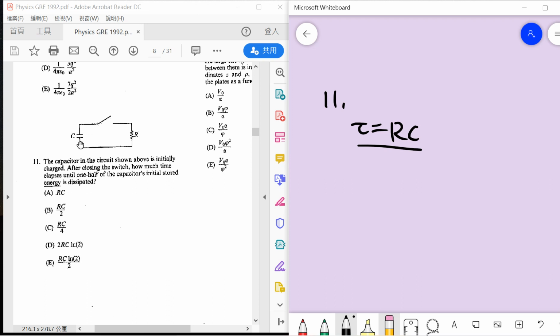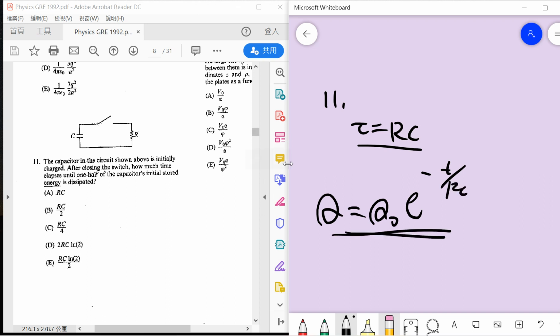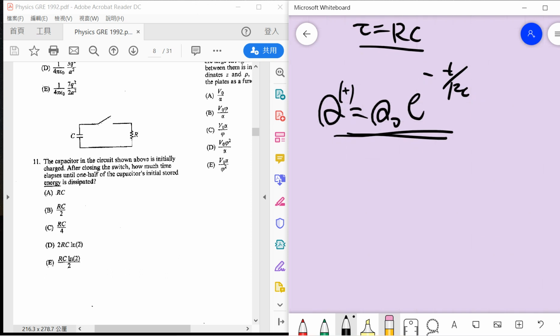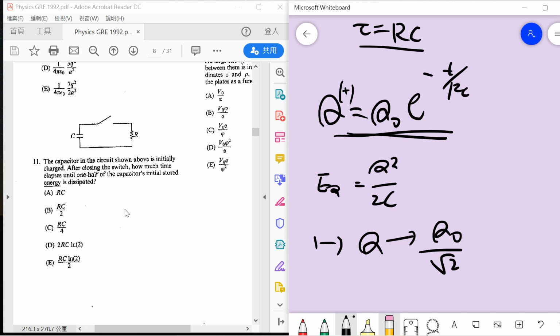Basically, you know that the capacitor will start to dissipate the charge through the resistance. So we don't have to solve it. Once you know this RC, then you know the answer must be this. This is the Q on the capacitor for different times t, as this formula. After closing the switch, how much time until half of the capacitor's initial stored energy remains? The capacitor energy is Q squared over 2C, so it means that Q equals Q0 over square root of 2.